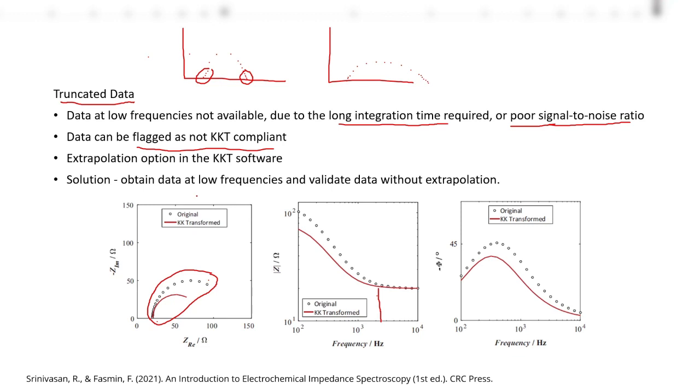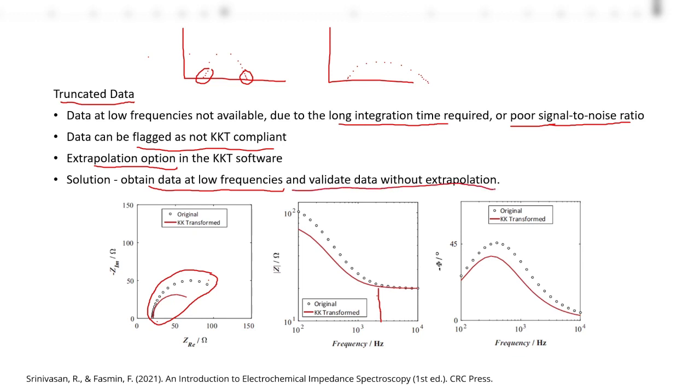So how can I overcome this problem? One way is to do the extrapolation, but that is not preferred. Sometimes even with extrapolation, the data might not be correct, as that might not be how the system behaves. So extrapolation is not a good option, but if you don't have data over the entire range, you can think of it, though it is not well preferred. What is the best solution? You have to obtain the data at low frequency and validate without extrapolation. That is what is preferred.